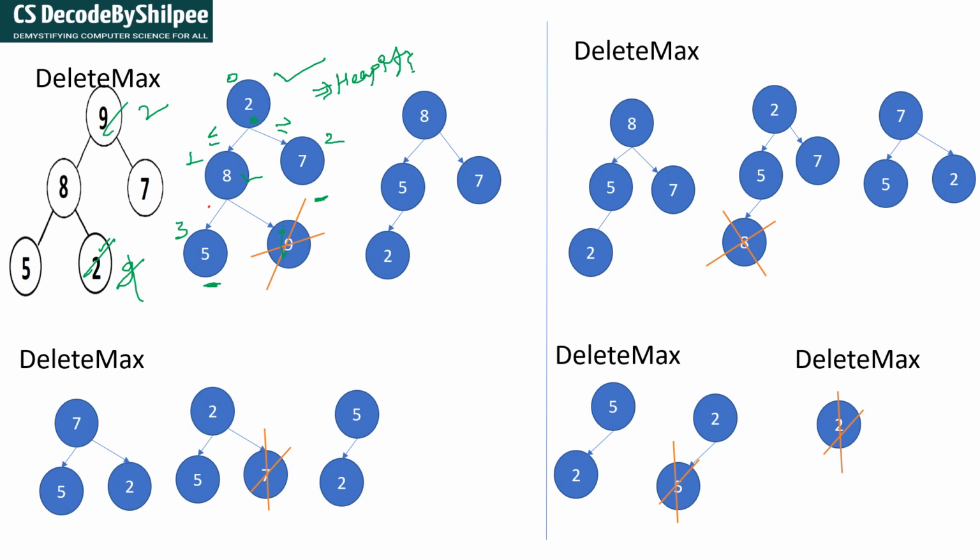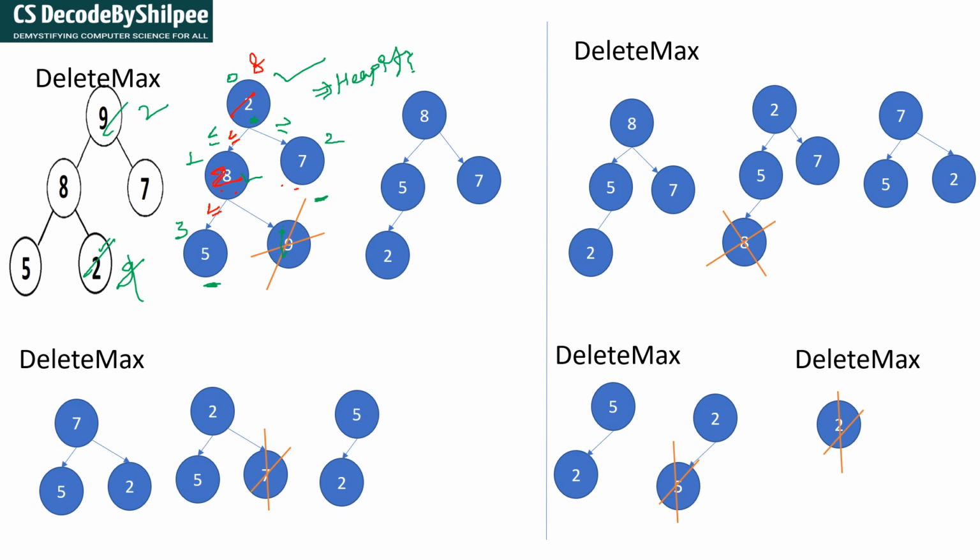So check that, is it greater than or equal to 5? Yes, condition true. Then what will you do? Come here. Here you check: is the root node 2 greater than 8 and 7? No, this is not true. Then what will you do? You have to take the maximum of 8 and 7. What is the maximum value? The maximum value is 8. So this 2 is going to be replaced by 8, and this 2 will come here.